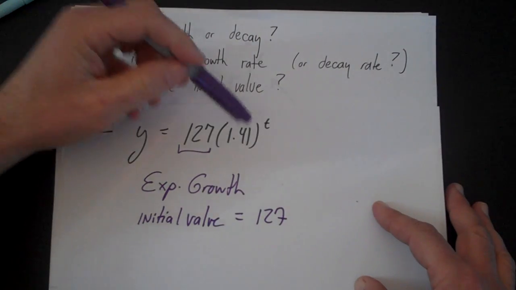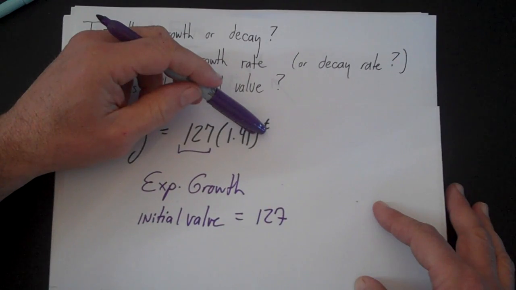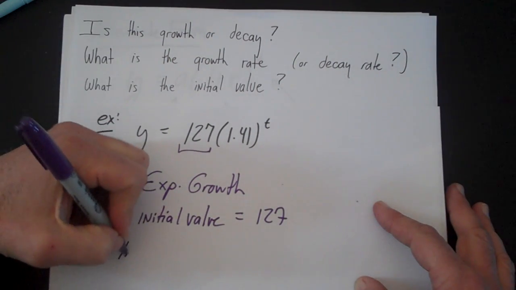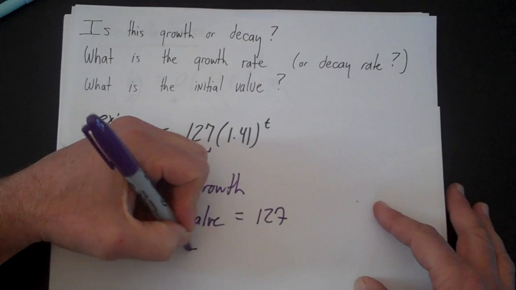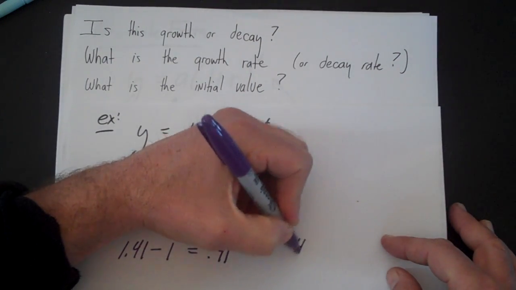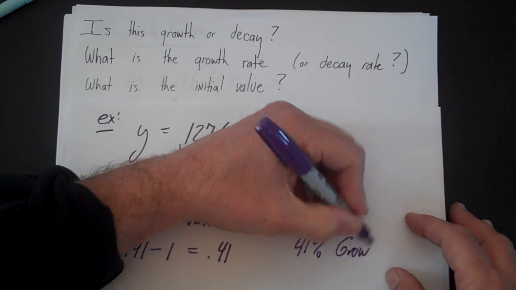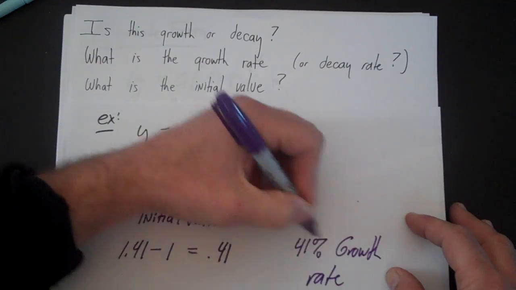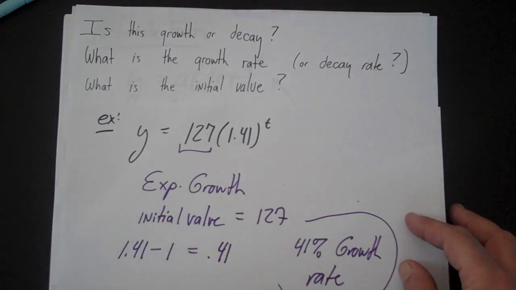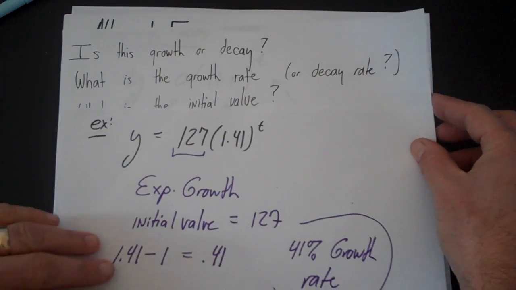Now let's look at the growth rate. The growth rate is going to be the difference between this number and 1. So 1.41 minus 1 is equal to 0.41, so that's your growth rate. You can either say 0.41 or 41% growth rate. And what's great about thinking about exponential functions in this form is you can always easily read off all 3 values. So let's look at another example.